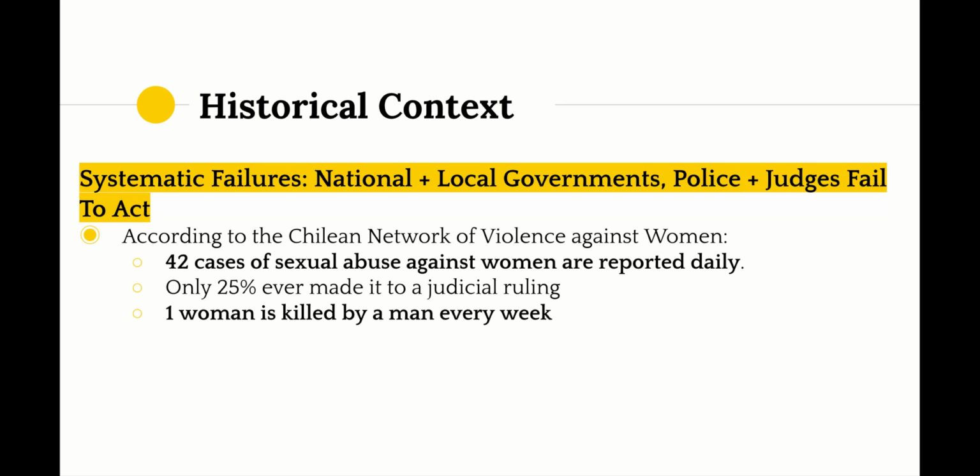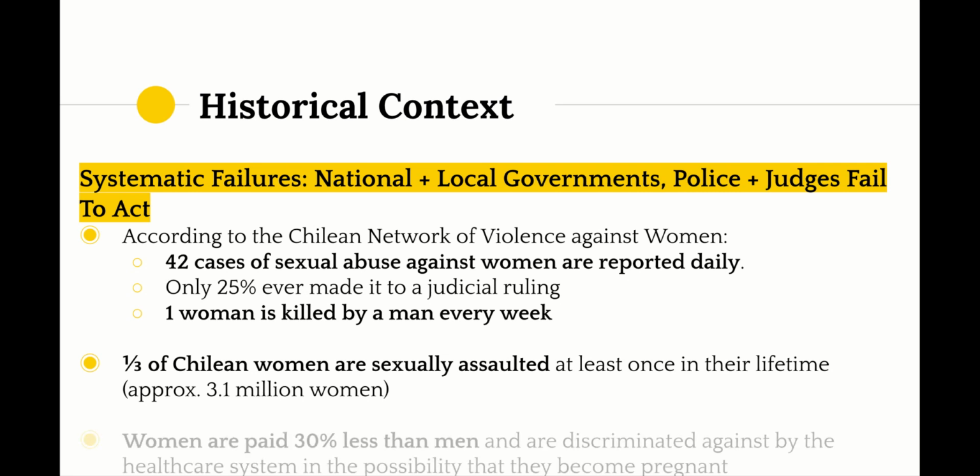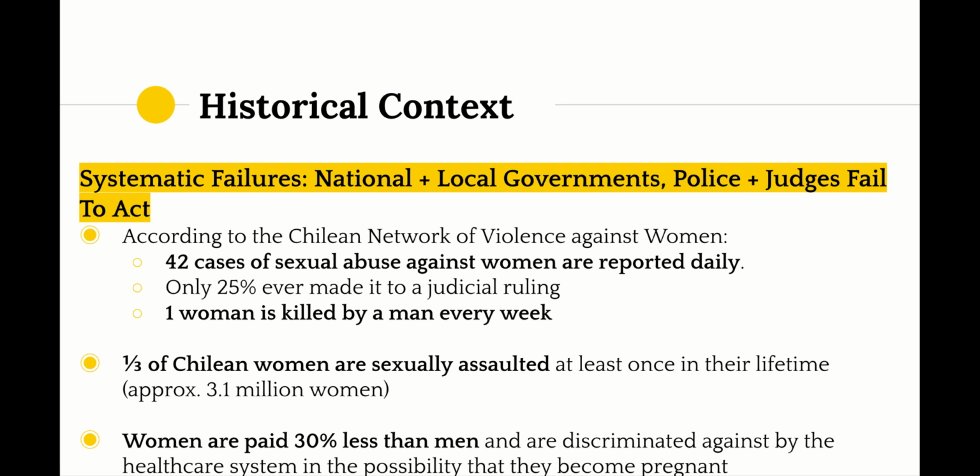Another statistic that's quite sad is that one woman is killed by a man each week. Over the course of their lifetime, a third of Chilean women are sexually assaulted. When I looked up the number of Chilean women and did the math, 1/3 is approximately 3.1 million women sexually assaulted in Chile. On a different level, women are also paid 30% less than men. They are discriminated against by the healthcare system in the possibility that they become pregnant. It is also very difficult for women to get abortions in Chile.